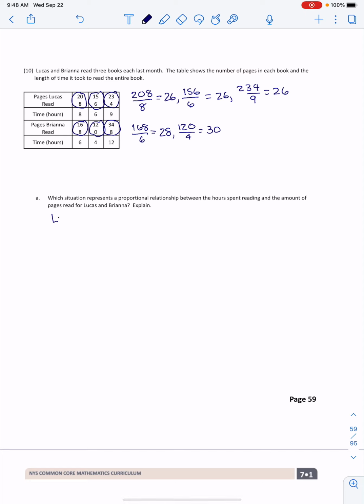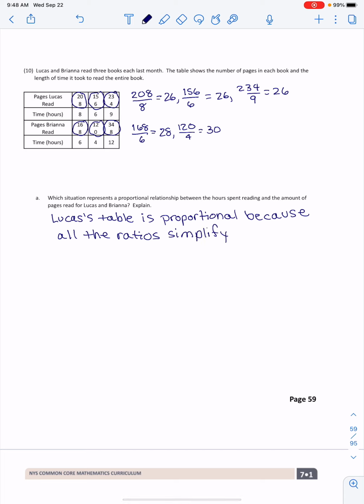So now we can state Lucas, his table is proportional because all the ratios simplify to the same number.